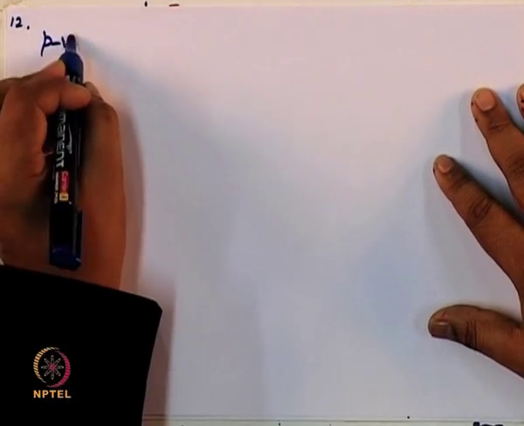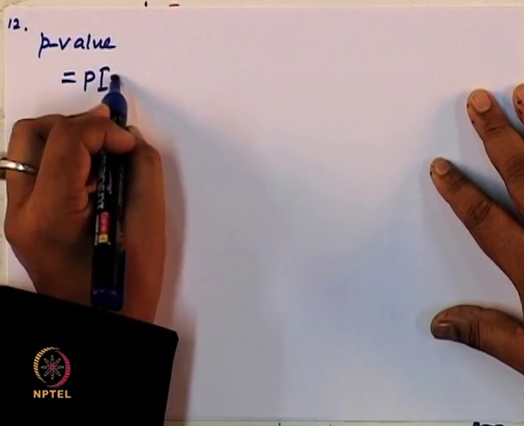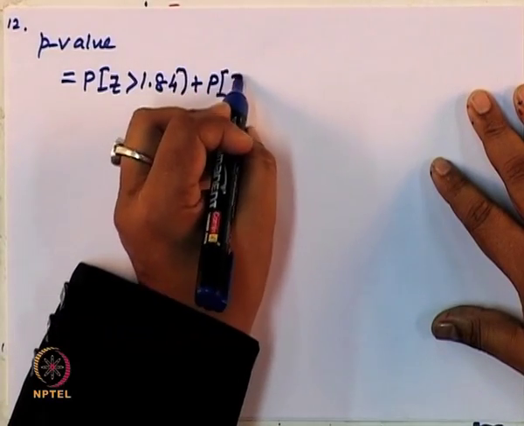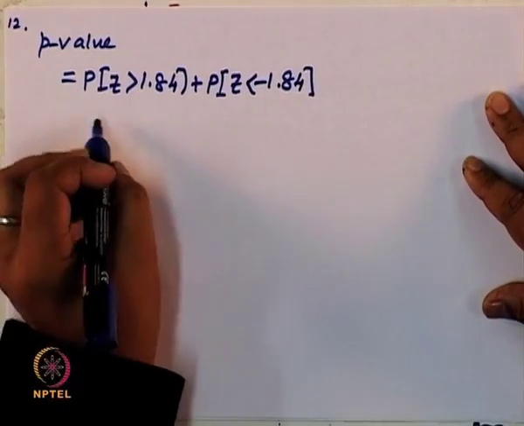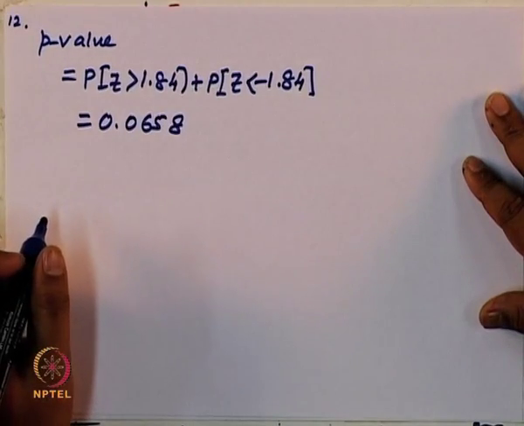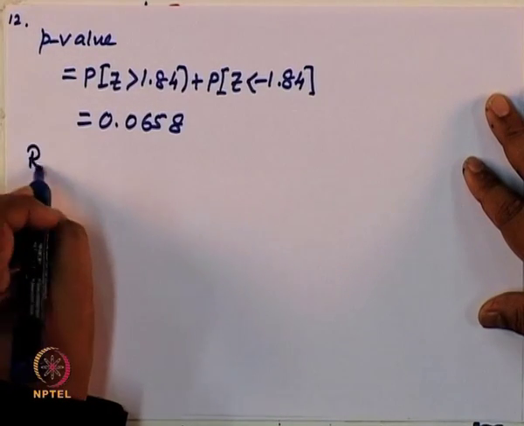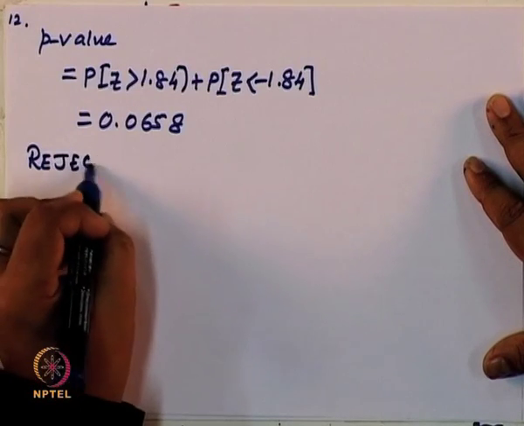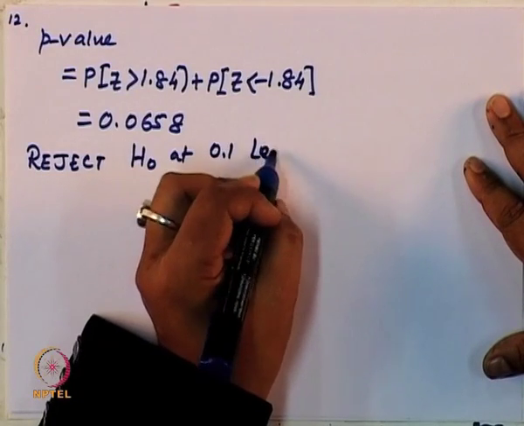Okay. The p value turns out to be probability of z greater than 1.84 plus probability of z less than minus 1.84. And this you get a value of 0.0658. So, what you see is it is possible to reject H naught at 0.1 level of significance.